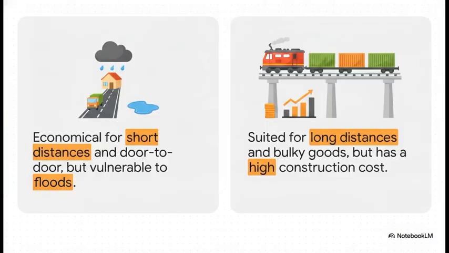But you might be wondering, when exactly do we use roads and when do we rely on rails? Well, the comparison is pretty fascinating. Roads are highly economical for short distances, and they offer that absolutely crucial door-to-door service. But their major vulnerability: the weather. Even beautifully paved, metalled roads can be severely disrupted by heavy rain and floods. Railways, on the other hand, with their elevated tracks, offer a highly resilient solution. They are perfectly suited for long distances and really bulky goods, though, as you can imagine, they come with a much steeper initial construction cost.